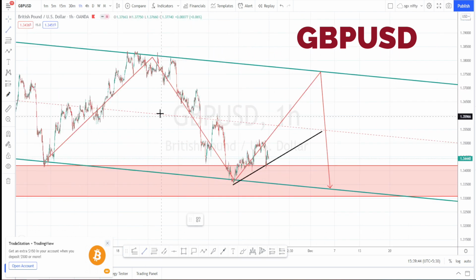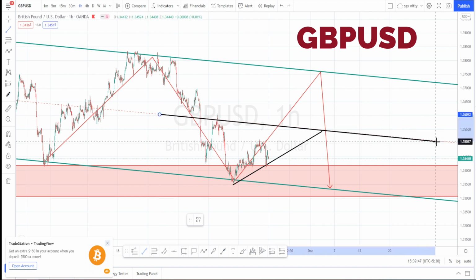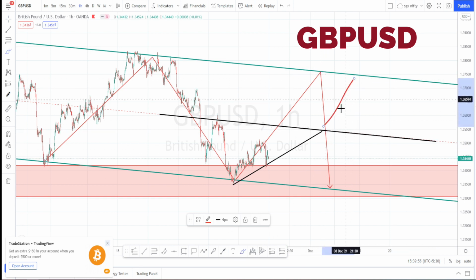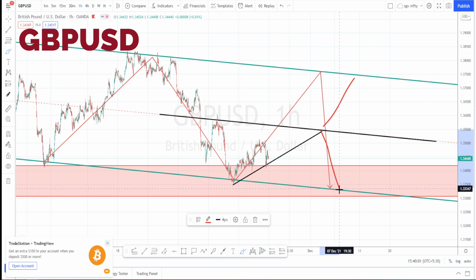I am expecting this central line to act as a resistance. Only if it manages to break the resistance area, we can expect a further continuation of the bullish trend. Otherwise, we can expect the trend to take resistance over here and trend reversal to happen and test this bottommost support level again.